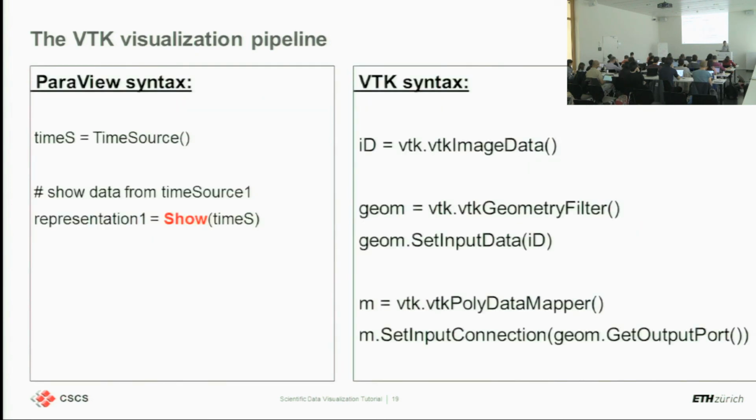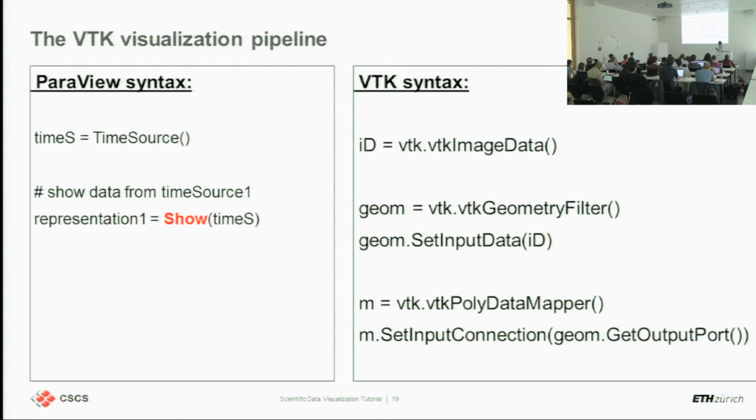The syntax is exactly what I just said. In ParaView, this is Python. So create an object, time source. There's a macro called show, and you're done. And it will show up on the screen. We'll do this exercise. Actually, yes, let me finish.